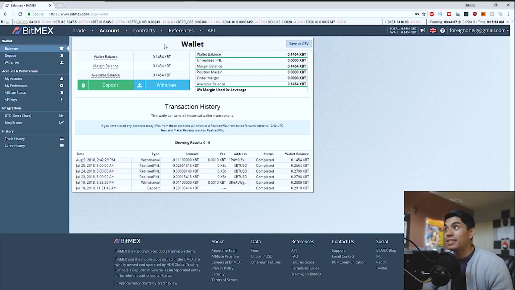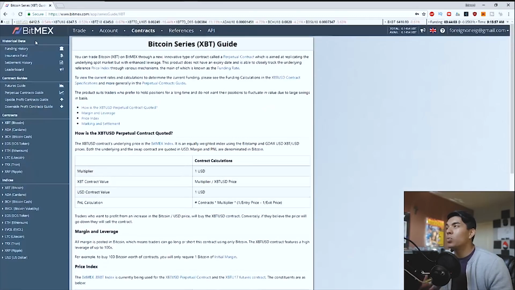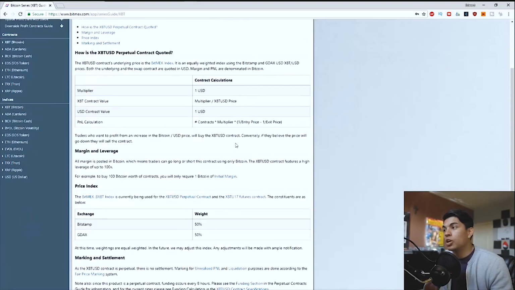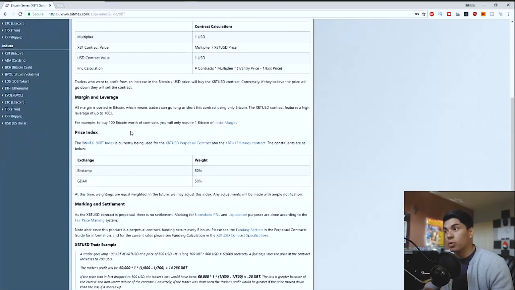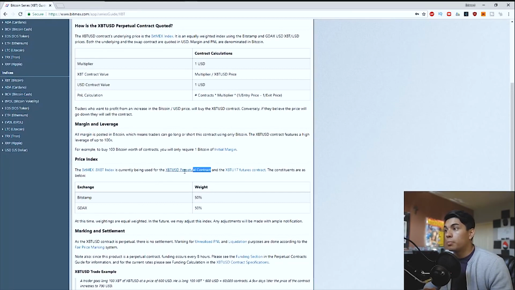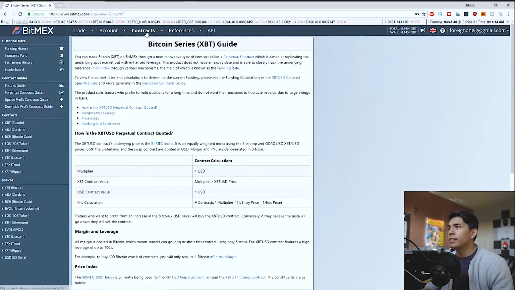The reason it's XBT over BTC is that when you're trading on Bitmex, you're not really trading with Bitcoins. You're actually trading a contract of Bitcoin, and the price is weighted through Bitstamp and GDAX. It's through a perpetual contract, also a futures contract. You can read more about it over at the contracts tab.